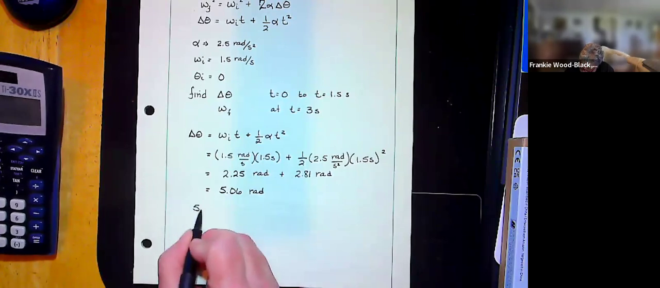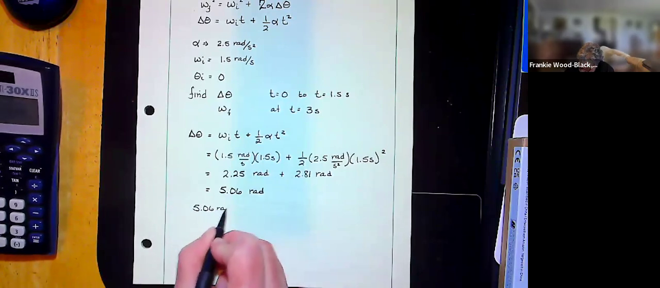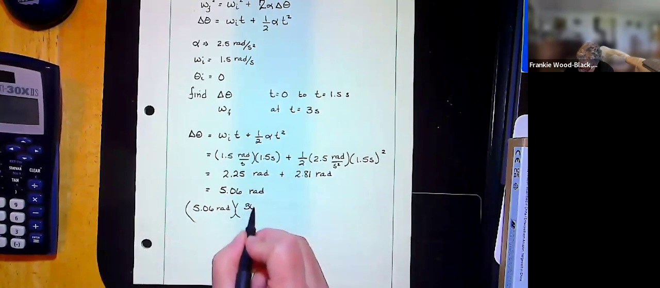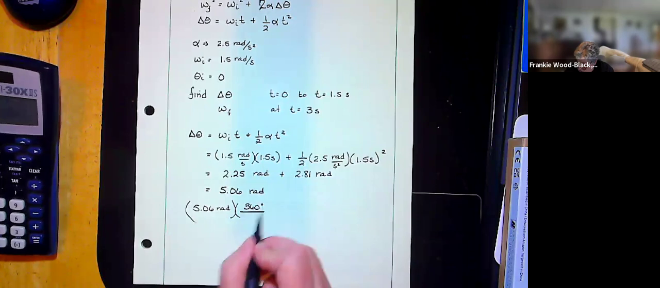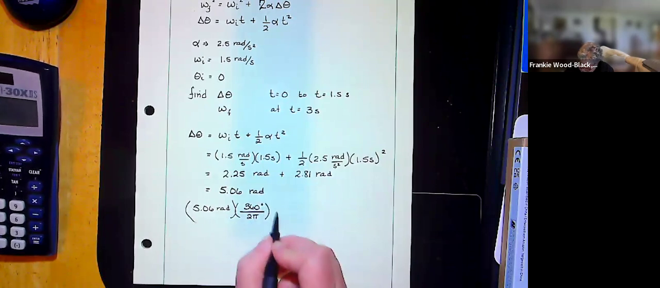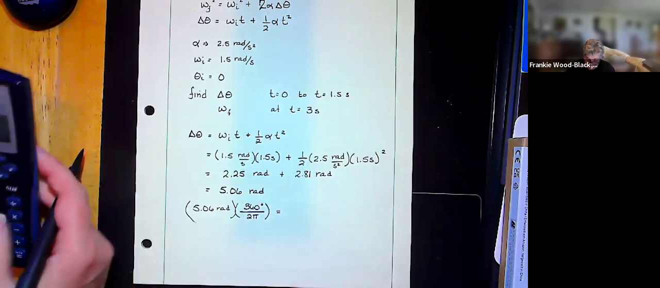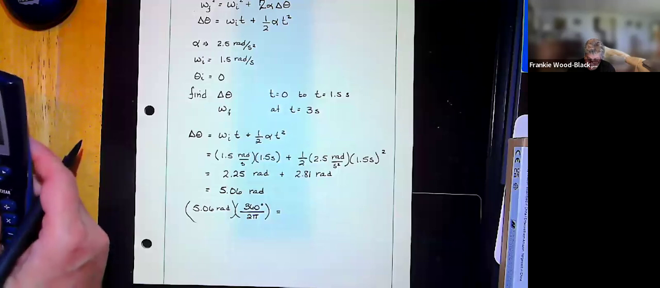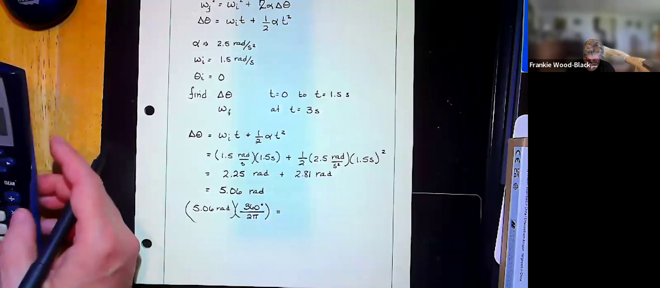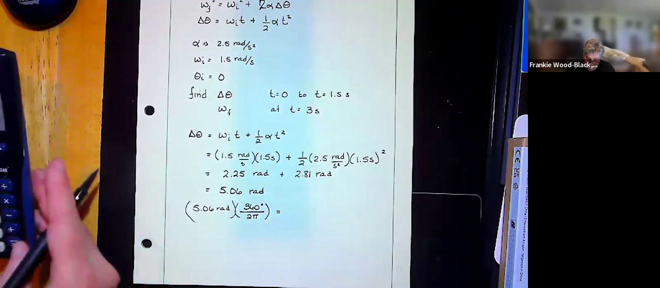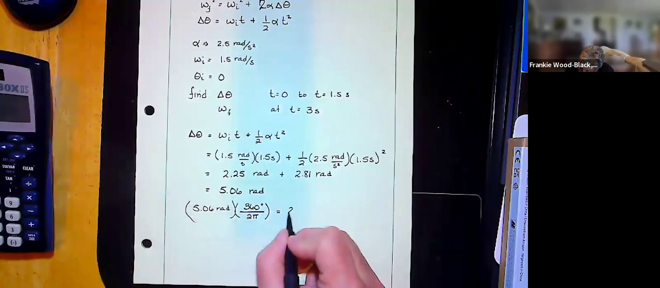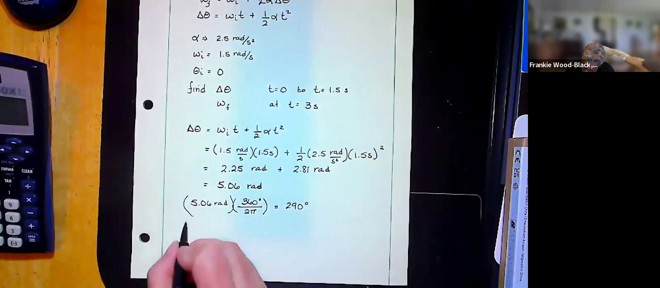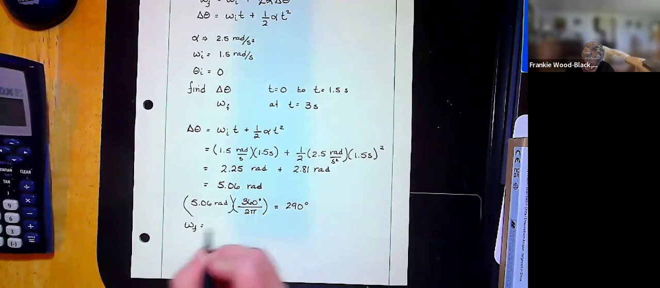So if I have 5.06 radians, and we know that there are 360 degrees in 2 pi radians, we progress 290 degrees.